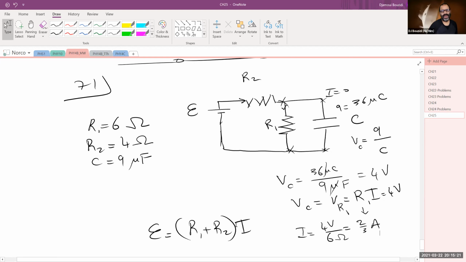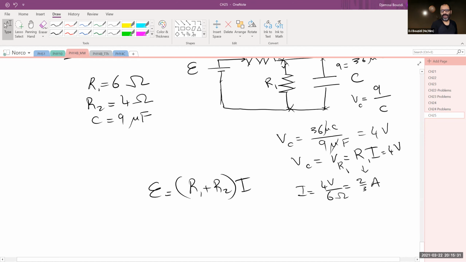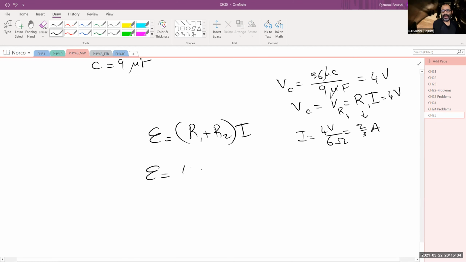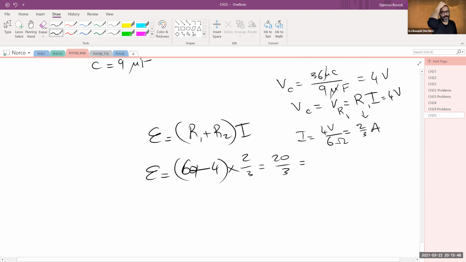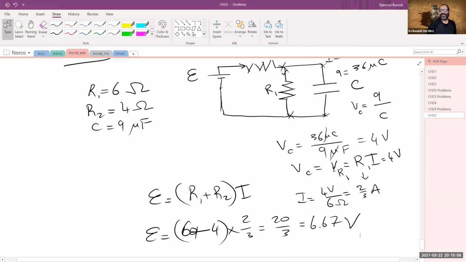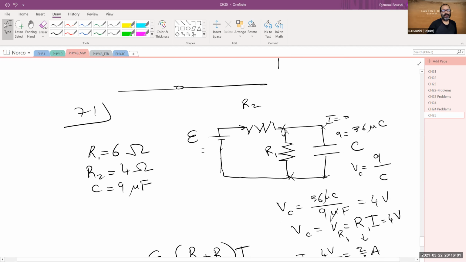Now we know what I is. We know what R1 is. We know what R2 is. R1 is equal to 6 and R2 is equal to 4, so the total is 10. So the EMF now is equal to 10, which is just 6 plus 4, times this 2/3. So it's going to be 20 over 3, which is 6.67 volts, okay? We have 6.67 volts from this battery. 4 volts are here, so we must have the difference, which is 2.67, across R2.